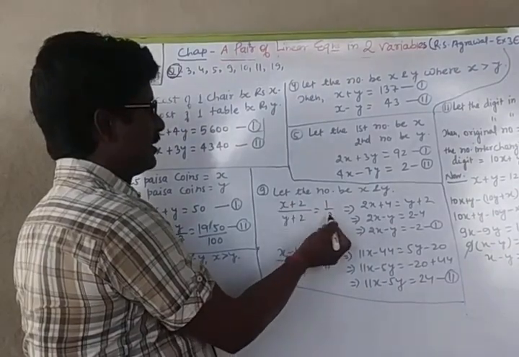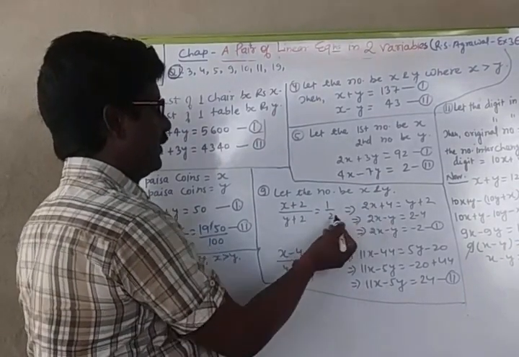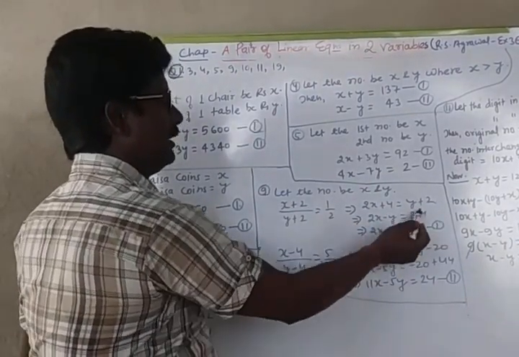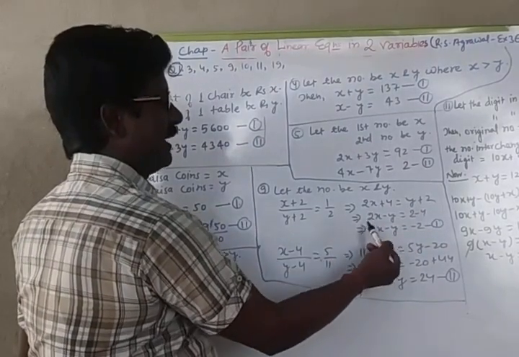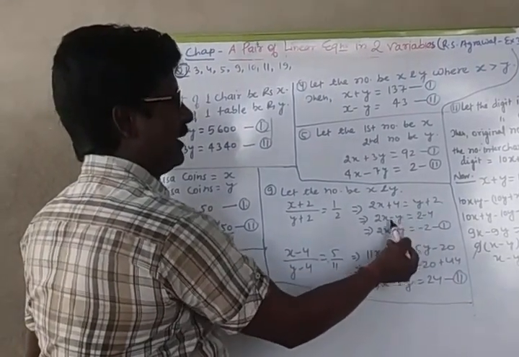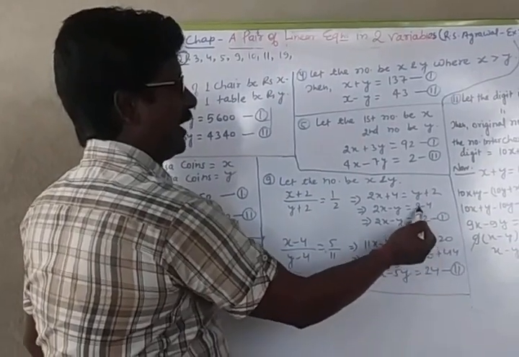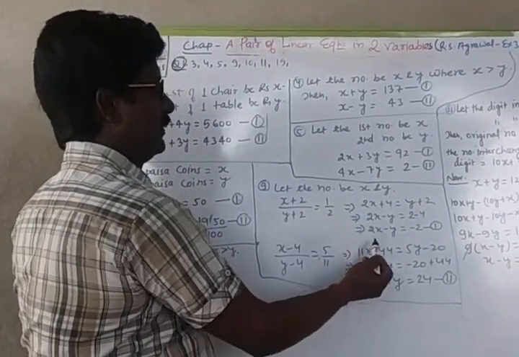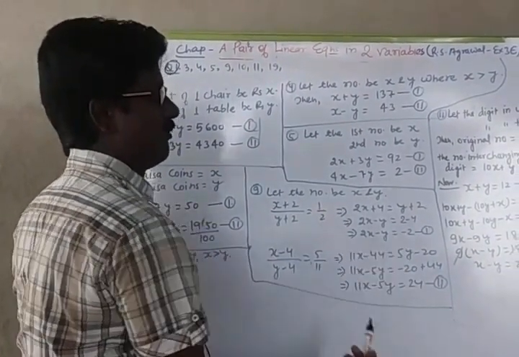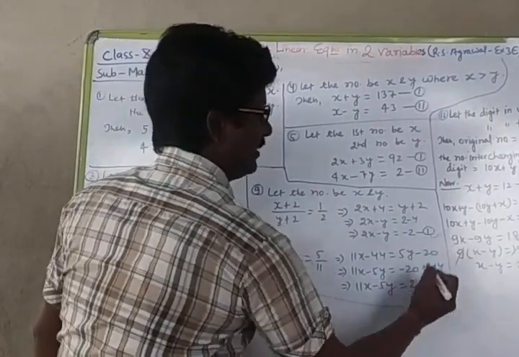See, 2 times x plus 2 is equal to y plus 2. This y is transferred to that side. Then this has become 2x minus y, and this is 2 minus 4, and 2 minus 4 is equal to minus 2. Then 2x minus y is equal to minus 2. This way, this is the first equation.